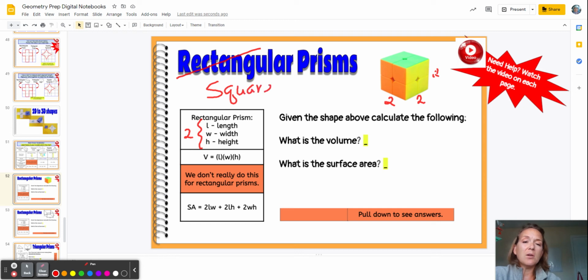prism, right? So squares are special rectangles. All squares are rectangles, but not all rectangles are squares. When we find the volume, we're going to do V equals 2 times 2 times 2.